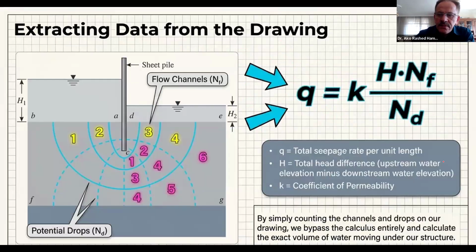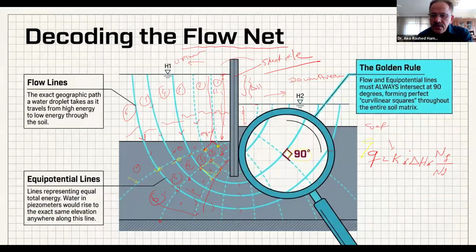So Nf is the number of flow channels. Now, how many channels are there? 1, 2, 3, 4, 5, 6. So there will be 6. And the drops mean the steps, how many drops there will be as delta H reaches here. So you have to calculate the number of drops. It is the head here and the head here. So how many steps will there be in the drop in pressure.